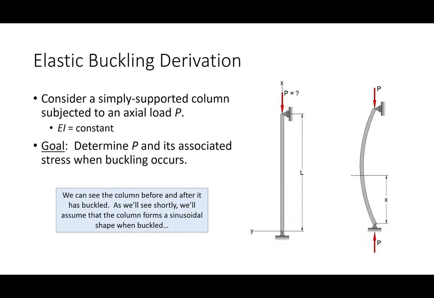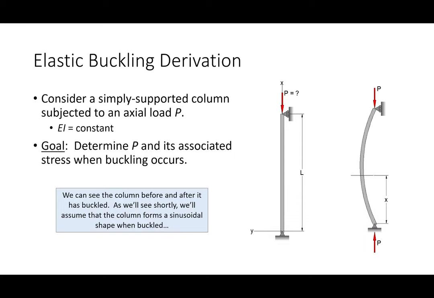Now I propose we have the left and right schematics. The left is unbuckled, the right is buckled, okay? And what I want to know is when that happens. Specifically, what is the load P that causes that to happen? What load P makes buckling an effect, okay?